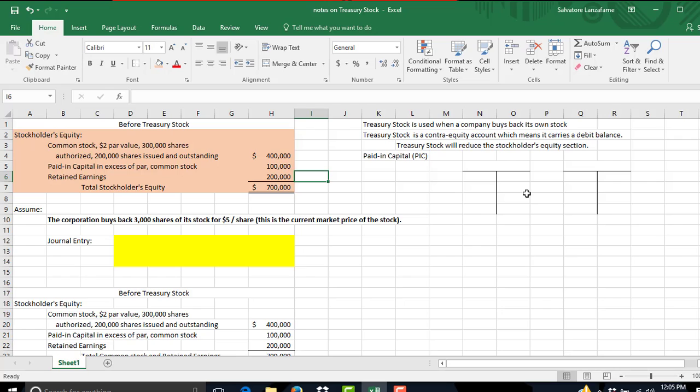So what I'd like to do is create two accounts. One's going to be called Treasury Stock. I'll just abbreviate it as T Stock. Okay, and then I'm going to create its buddy account or sidekick account.